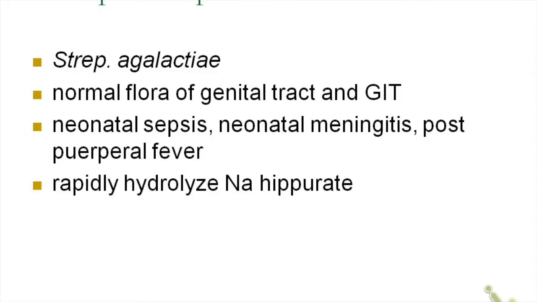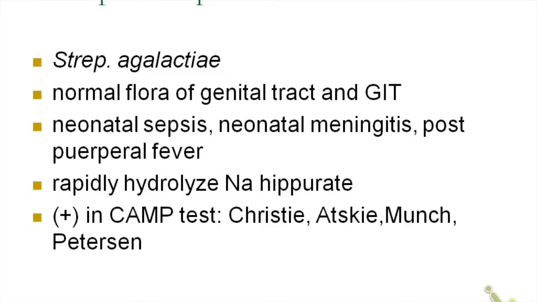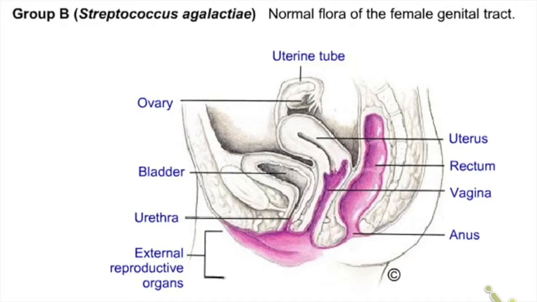The organisms could rapidly hydrolyze sodium hippurate, and the test that is being used for determination of group B is known as the CAMP test, an acronym that stands for Christie, Atkins, Munch-Petersen. The group B streptococci is found in the female genitourinary tract. So these are the parts where we can find group B.